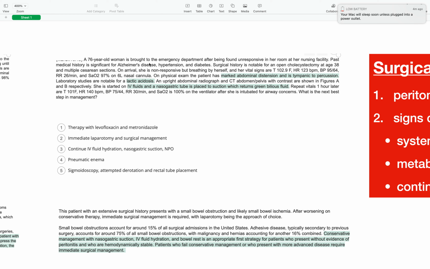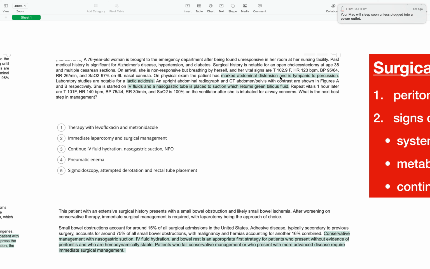A 76-year-old woman is brought to the emergency department after being found unresponsive in her room, with a past medical history significant for Alzheimer's disease. Open cholecystectomy at the age of 38 and multiple cesarean sections. Okay. Now, marked abdominal tenderness and tympanic percussion, vitally unstable, and lactic acidosis.